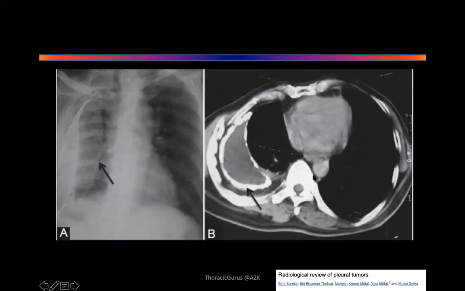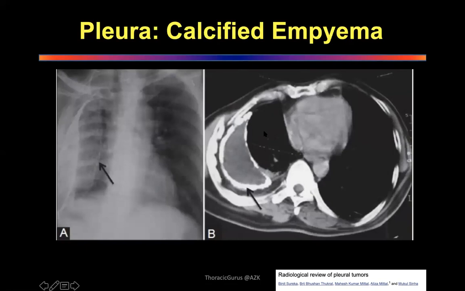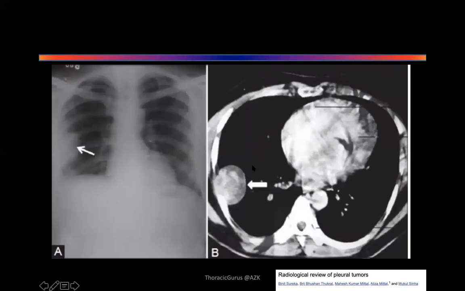CT scan of the chest, mediastinal window, with a loss of volume of the right hemithorax. There is a loculated collection with peripheral calcification uniformly. Most likely a chronic empyema with calcification, sir. Rib crowding. Yeah. Very good. What about this? Collapse and consolidation of the underlying lung. Very good. So this is probably a calcified empyema. Excellent, Ramaswamy. I'm very happy with that description.